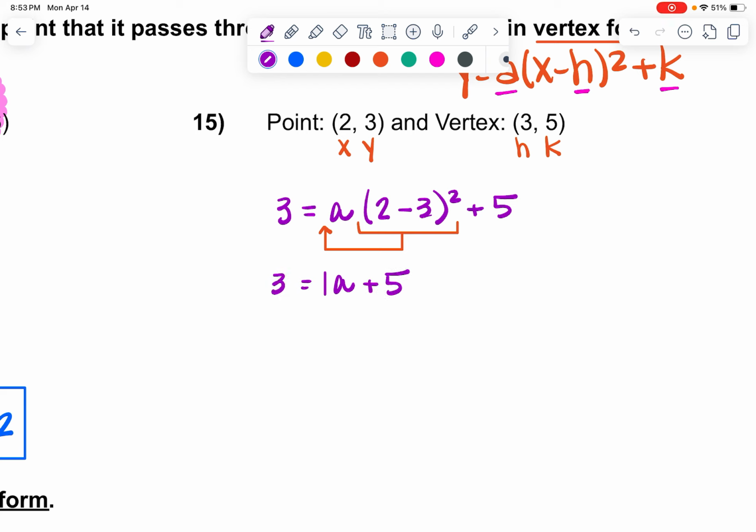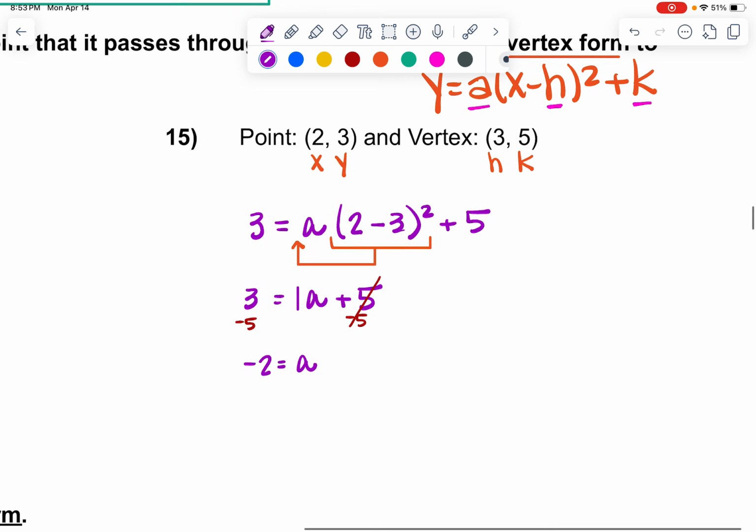Right? And so, of course, we're solving the equation for a. So we're going to subtract the 5 from both sides, which is going to leave us with negative 2 equals a, or 1a. And yay, that gives us the a value.